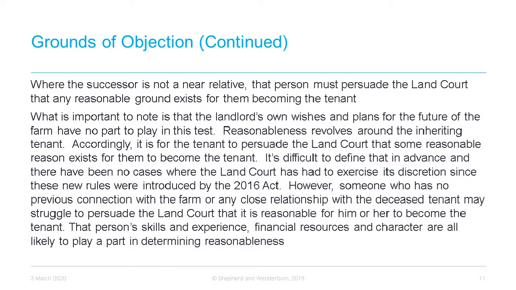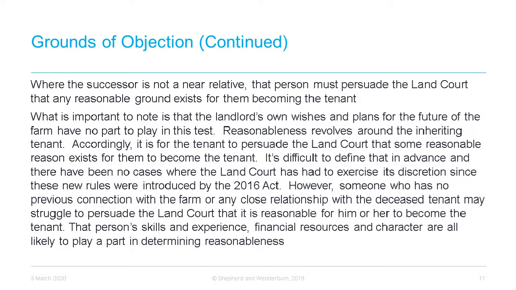Now, it's quite difficult to define what that might be in advance, and unfortunately there have been no cases in the land court which have looked at this issue since the new rules were introduced in 2016. It seems to me, however, that someone who doesn't have any previous connection with the farm at all, or any close relationship with the deceased tenant, might struggle to persuade the land court that it is reasonable for him or her to become the tenant.